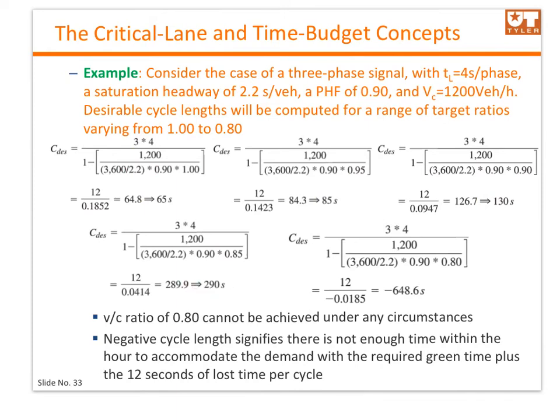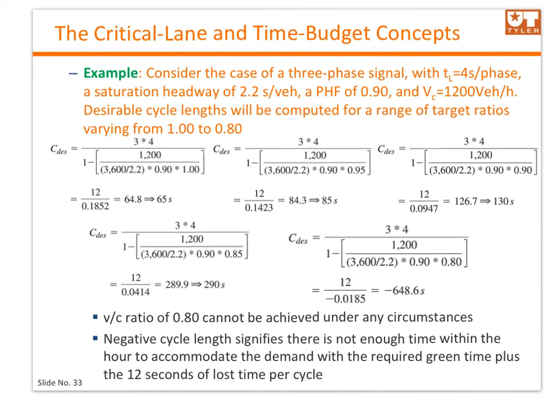And guess what happens if you put 0.8? If you now put 0.8, which is 80% of the capacity of the intersection, I'm going to get a negative value. What does that mean? That means that a V over C ratio of 0.8 cannot be achieved under any circumstances. Any negative cycle length would really tell you that there's not enough time within the hour to accommodate the demand with the required green time plus the 12 seconds of lost time per cycle.